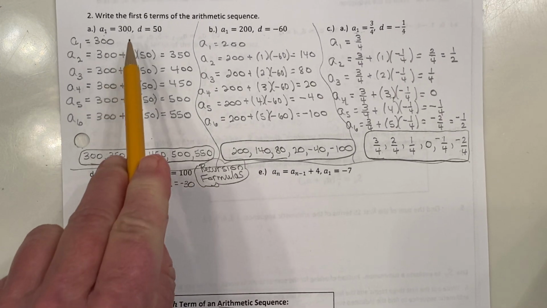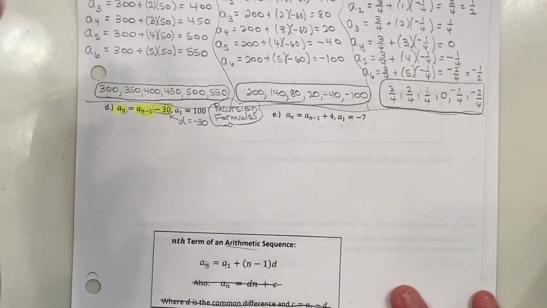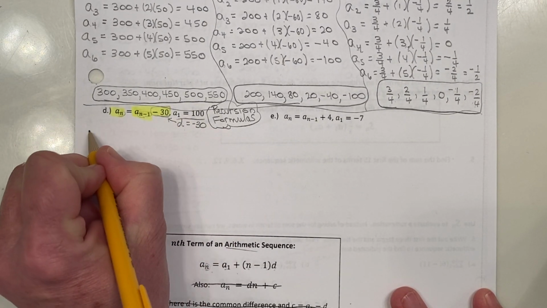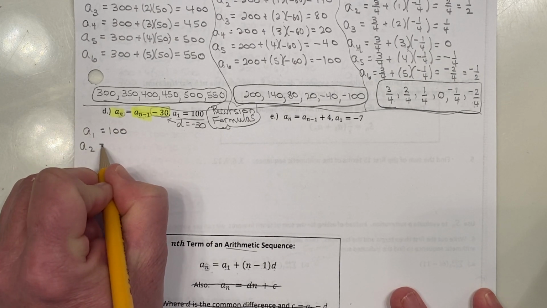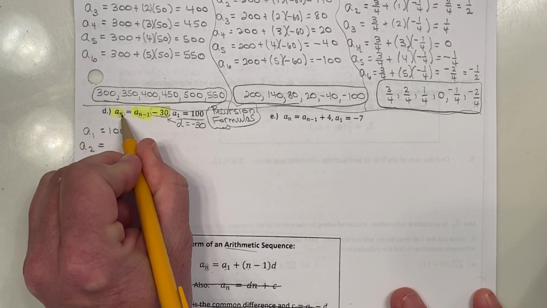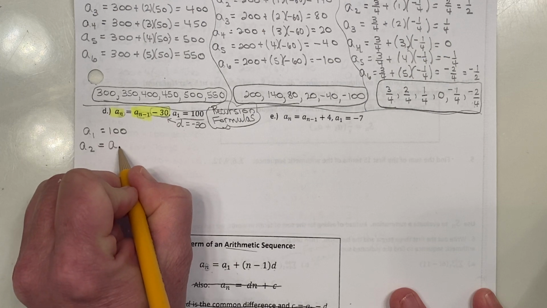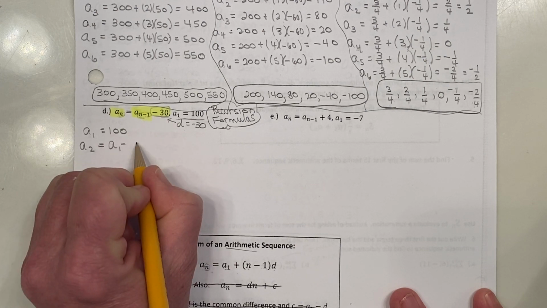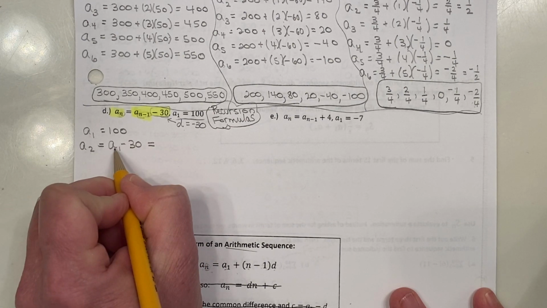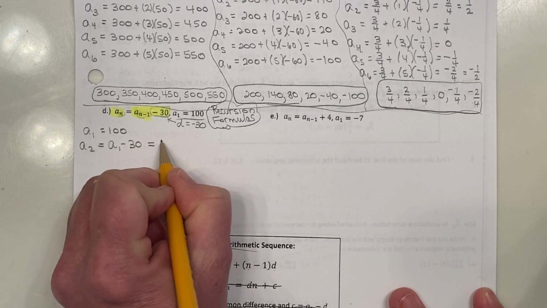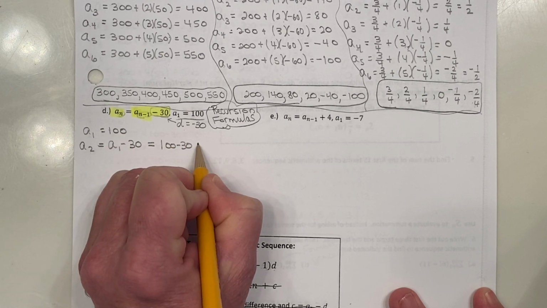Going back up to the instructions, we're supposed to write the first 6 terms of this arithmetic sequence. Well, I know the first term, it's 100. To get the second term, I'm going to use this formula. If n is 2, then n is 2 here. This will simplify to a subscript 1, and then I've got the -30. I can get a subscript 2 because I know the previous term is 100. So replacing a1 with 100, I subtract 30, and that answer is 70.